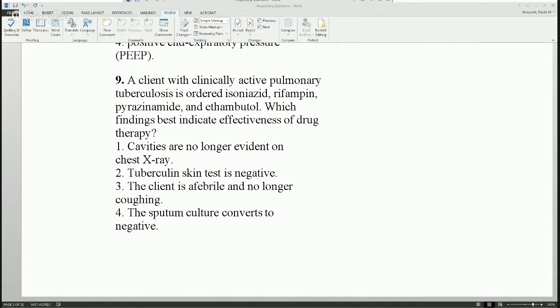Cavities aren't a reliable indicator of drug effectiveness, and TB skin tests don't convert from positive to negative. You'll have a positive chest X-ray forever. I can vouch for that.